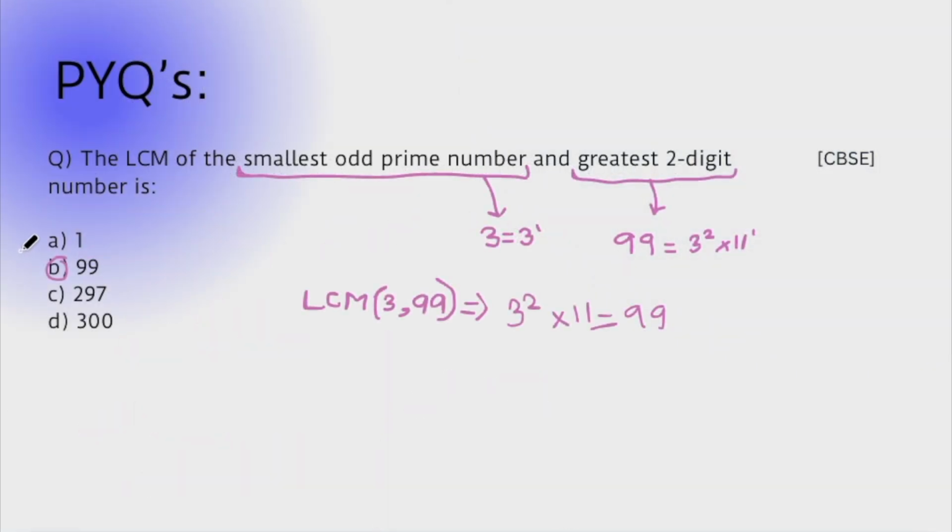The LCM of the smallest odd prime number and the greatest two-digit number is. So the smallest odd prime number is 3 and the greatest two-digit number is 99. So when we look at the LCM, we get the LCM as 3 square multiplied by 11, which gives you 99. Hence the LCM would be B, 99.